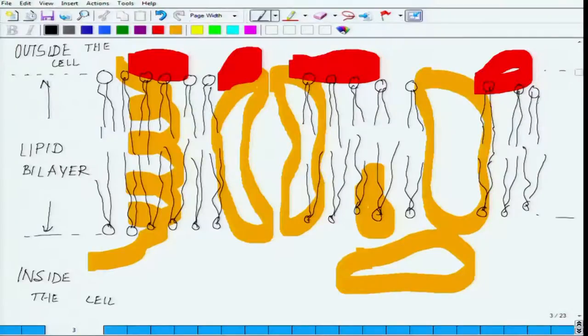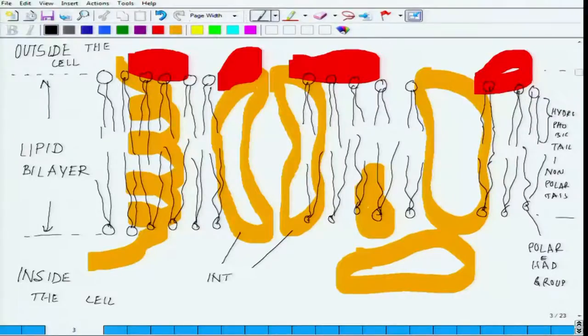and these are the hydrophobic tails or nonpolar tails of the lipids, and these are the polar head groups of the lipids. And these are all the different integral proteins spanning the membrane, and yet there are certain proteins which do not span the membrane, and those are called peripheral proteins.